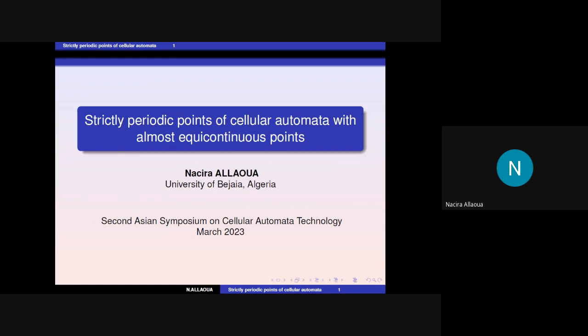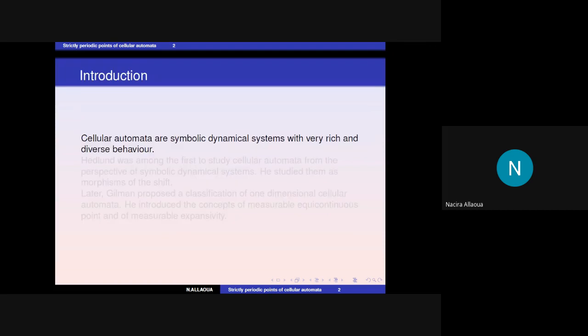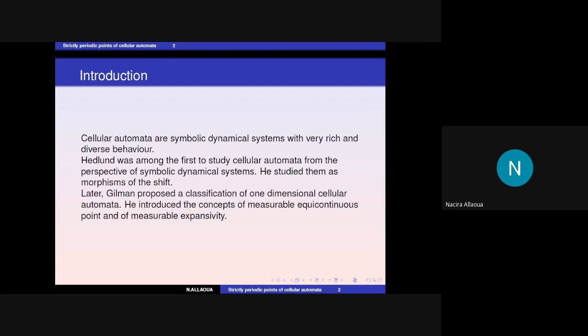My talk is about strictly periodic points of cellular automata with almost equicontinuous point. Cellular automata are symbolic dynamical systems with very rich and diverse behavior. Hedlund was among the first to study cellular automata from the perspective of symbolic dynamical systems. He studied them as morphisms of the shift. Later, Gilman proposed a classification of one-dimensional cellular automata. He introduced the concept of measurable equicontinuous point and of measurable expansivity.